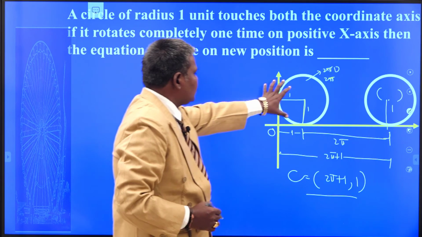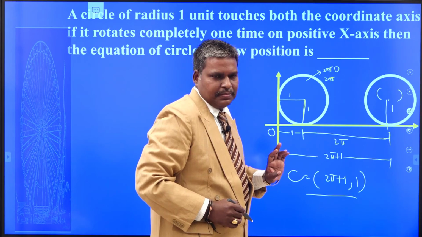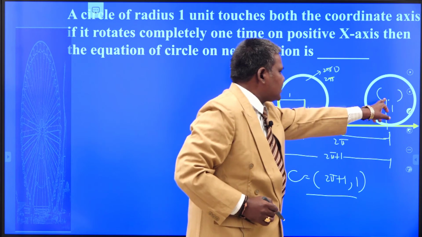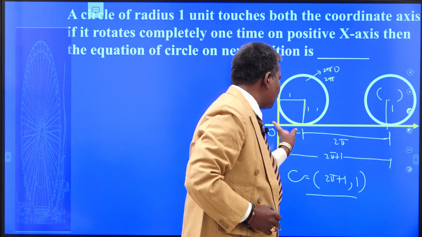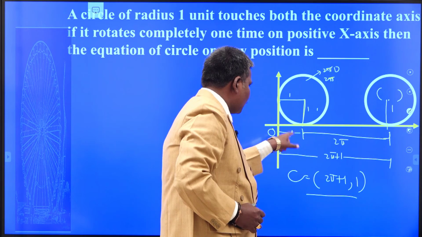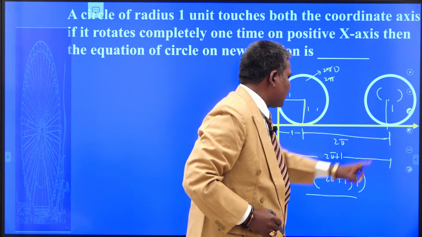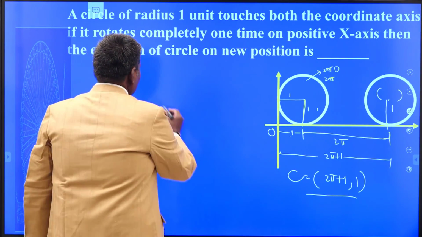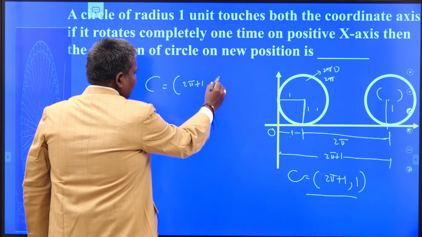Understand or not? When the circle is rotated completely one time, it goes from here to here, rotating in this manner. At that time, your center is here. The distance from here to here is 1 plus 2 pi, not just 2 pi. This is the point of contact. The distance from here to here is 1 unit. So 1 plus 2 pi is the x distance and the y distance is 1 unit. Your radius is 1. So what is your center? 2 pi plus 1 comma 1.